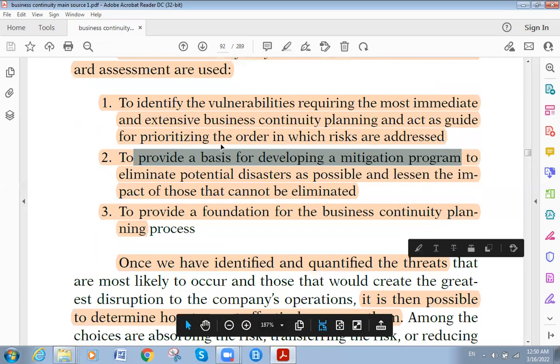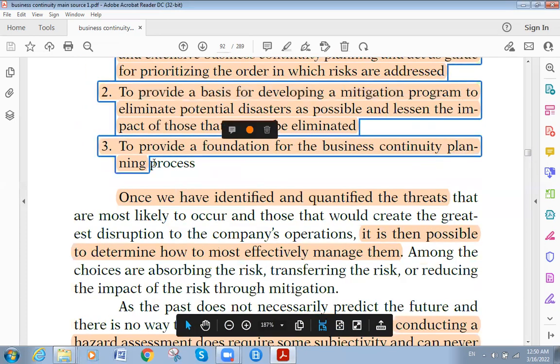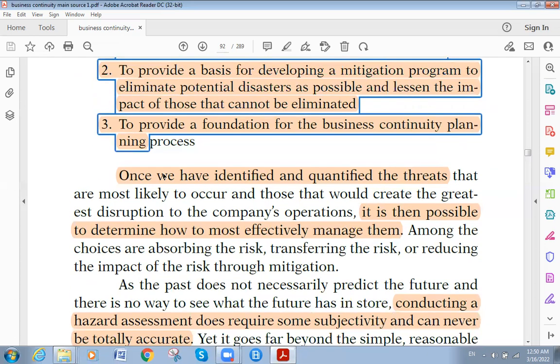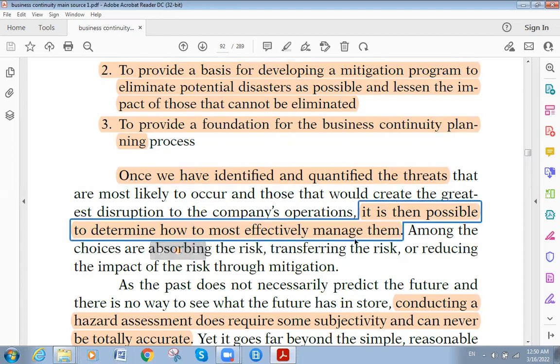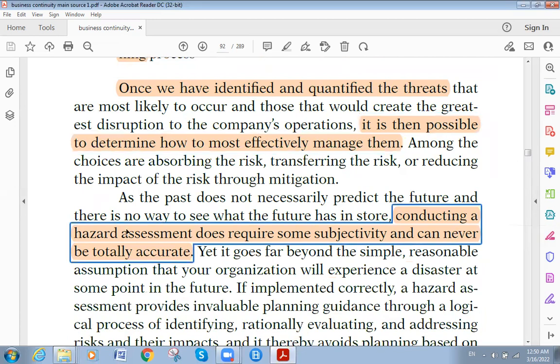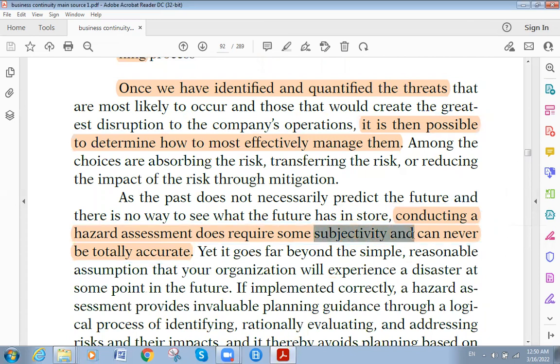Third, to provide a foundation for the business continuity planning process. Because, as we said, without assessing the risk, we won't be able to do business continuity planning. So the first thing is to assess the risk. Once we have identified and quantified the threats, it is then possible to determine how to most effectively manage them. Conducting a hazard assessment does require some subjectivity and can never be totally accurate.